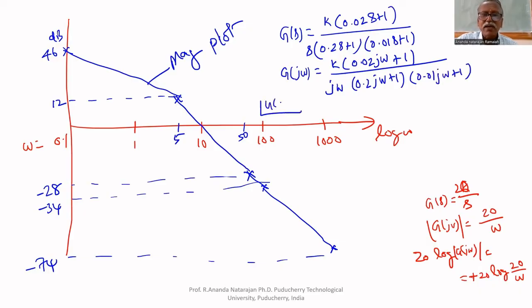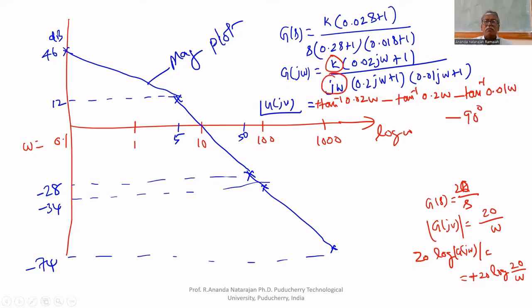What is the angle of G of j omega? The angle for K is always 0, so we can leave it. For the remaining terms, this is a numerator, so it is tan inverse positive: tan inverse of 0.02 omega, minus tan inverse of 0.2 omega, minus tan inverse of 0.01 omega, minus 90 degrees. For this j omega, only the imaginary part, that's why minus 90. That's all.